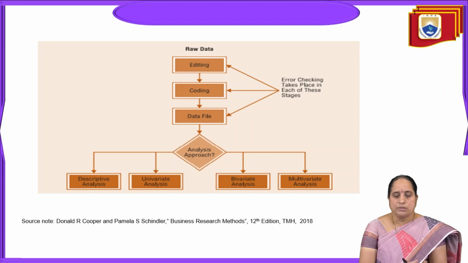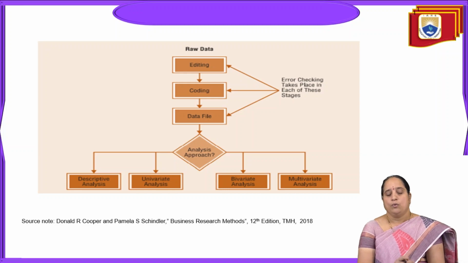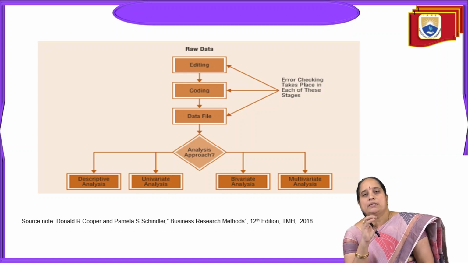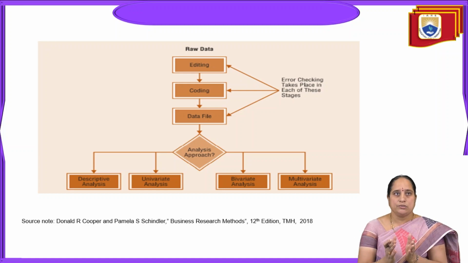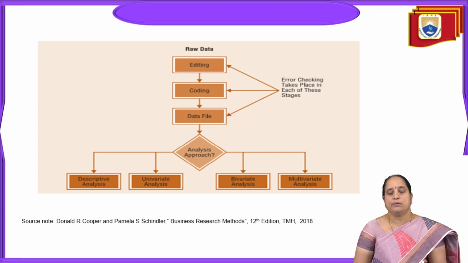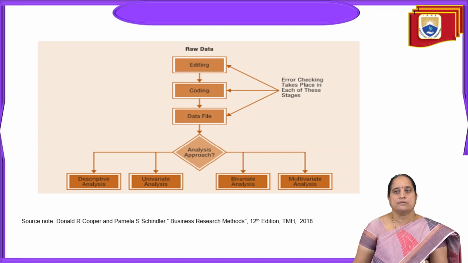Then the analysis approaches. Which type of analysis we have to do depends upon the type of data. If you are going to describe certain characteristics of the data, then we have to go with descriptive analysis. If you are going to measure only one variable, then we go with univariate analysis. If you are going to study the relationship or association between two variables, then you use bivariate analysis. If you have more than two variables, then we analyze the data using multivariate analysis tools and techniques.